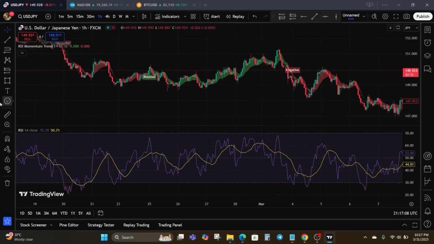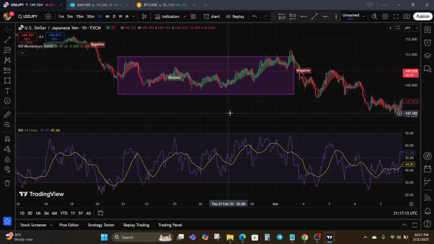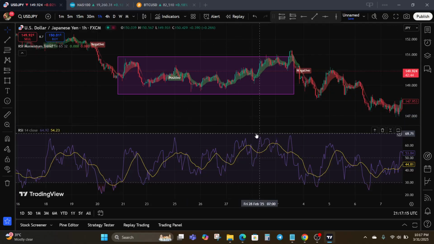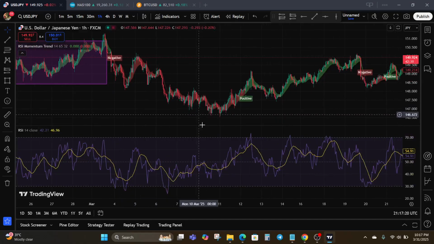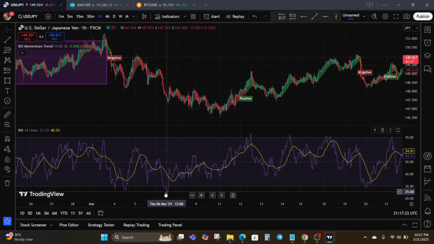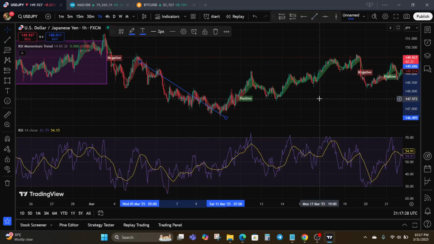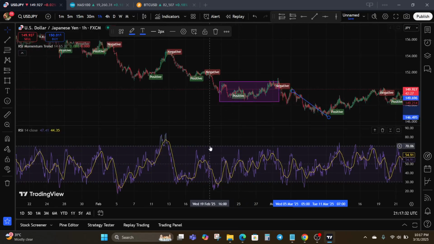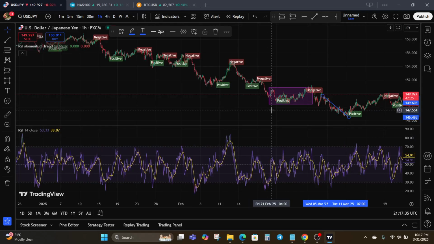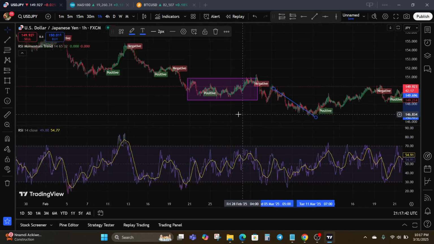Now, concerning false reversals, price may keep trending even after RSI shows overbought or oversold. Now you can see that RSI showed oversold here, but the sell trend continued, right? So price might keep on trending even after an oversold level has been identified or an overbought level has been identified, okay? And then with respect to choppy signals, RSI moves up and down rapidly in sideways market.